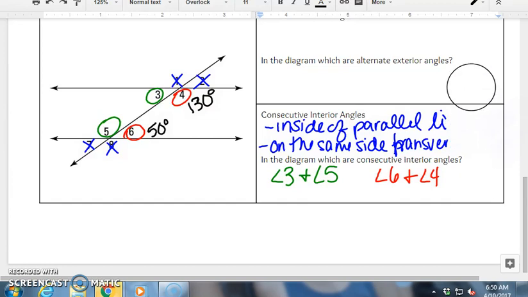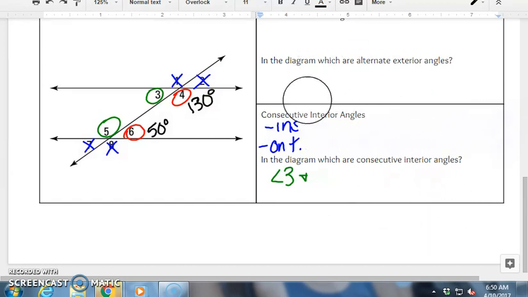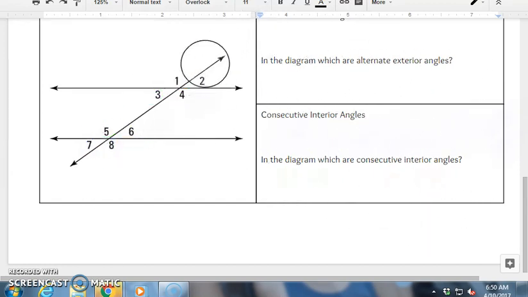All right, so those are the 4 types of angles that are created when you have parallel lines cut by a transversal. As always, you can go back and rewind or ask me any questions.